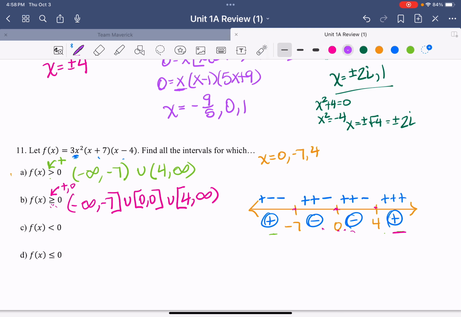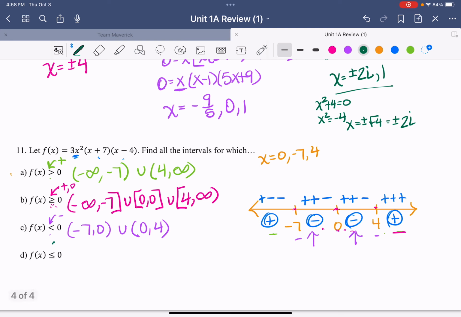All right, f of x is less than 0. That means we want this to be negative. Here is where our negatives are. I can't go straight from negative 7 to 4 because I don't get to include my zeros here, so I have to jump over this one. So I'm going from negative 7 to 0, not including them, and then from 0 to 4.